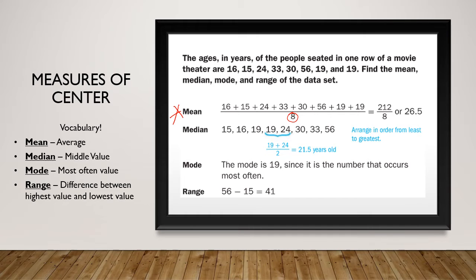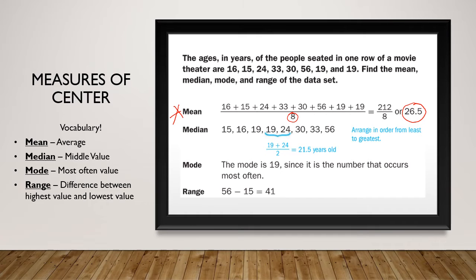Okay. So in your calculator, you type all those values in. You push enter and then divide by 8, and you're going to get your mean, or your average age, was 26.5. The median, notice how the numbers are in order from least to greatest. So we started out with the youngest person, which was 15, and went all the way through to the oldest person, which was 56. All right, so you have to order them least to greatest when you're finding the median.